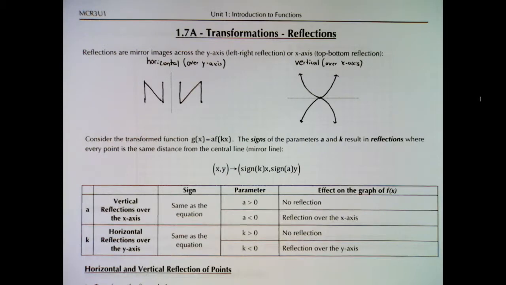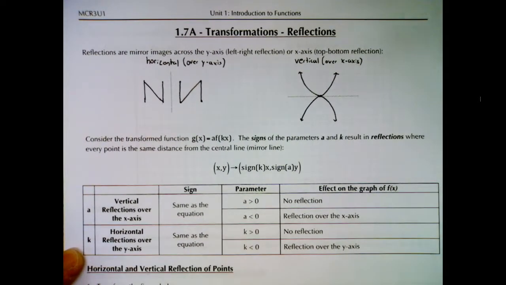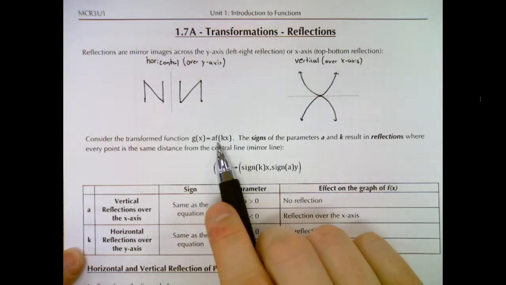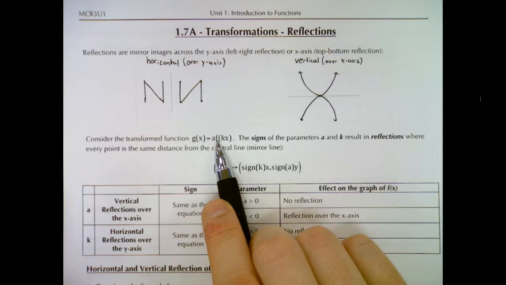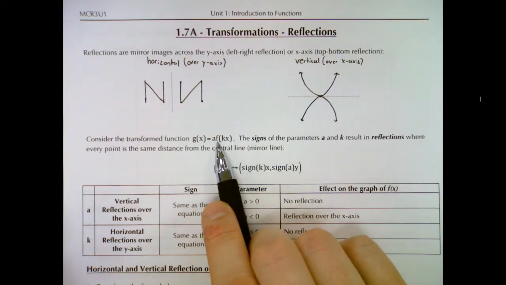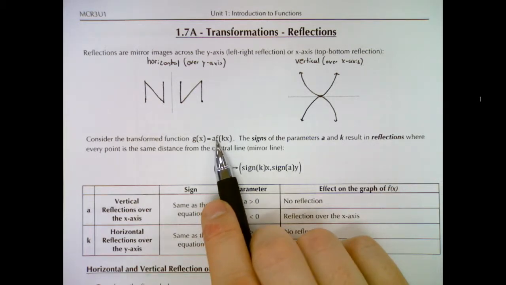So how do you know if you have a vertical or horizontal reflection from an equation? Well, if we have a function f of x, the a value, the value multiplying the function, f of x is y. If we have a number multiplying y, that would tell us we have a vertical reflection if that number is negative. So a negative a value, a number in front multiplying the function, is a vertical reflection.